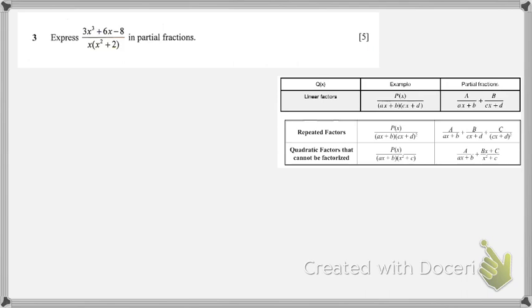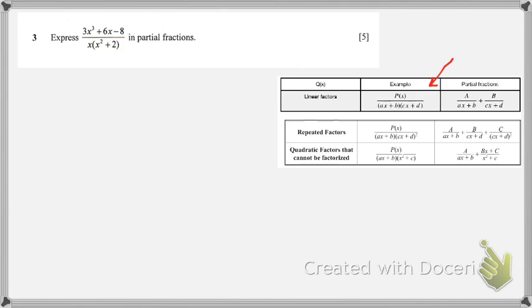So in the example here, we have got ax plus b and cx plus d as the denominator. You can express partial fractions as A over ax plus b plus B over cx plus d.